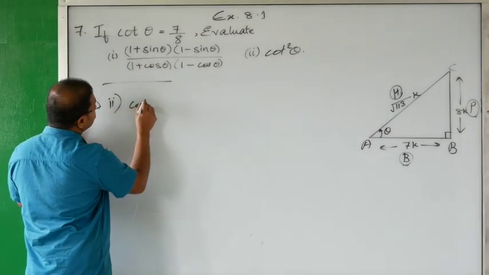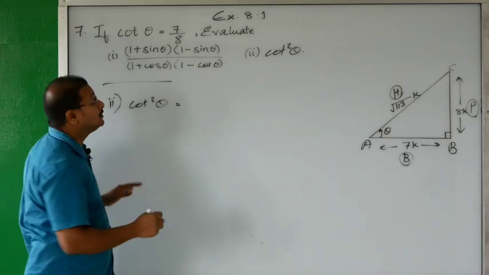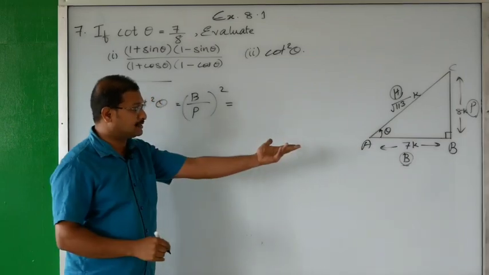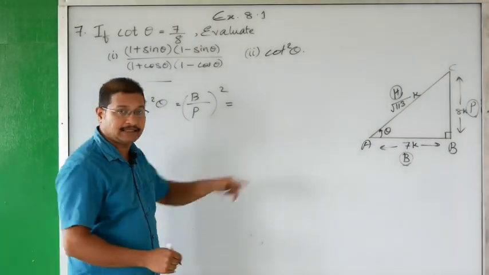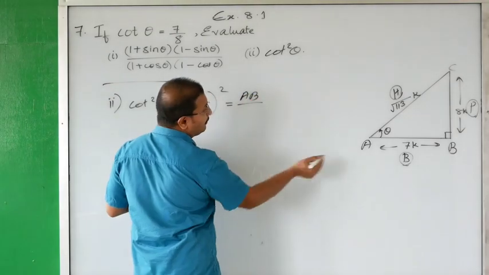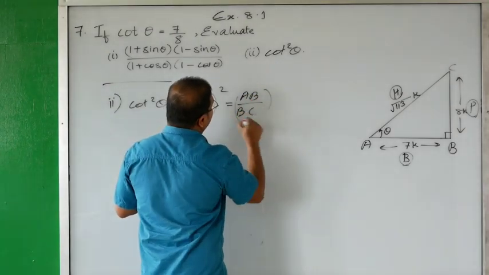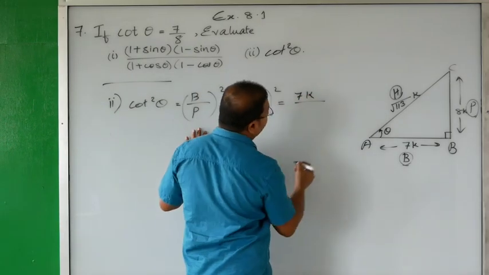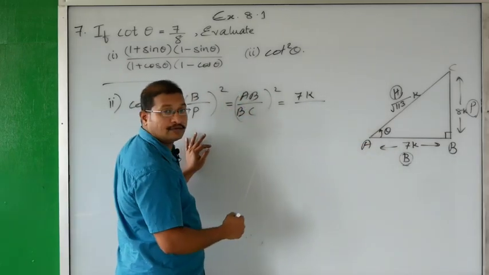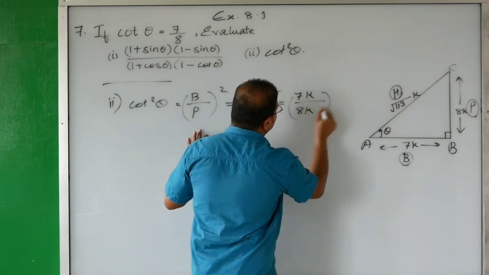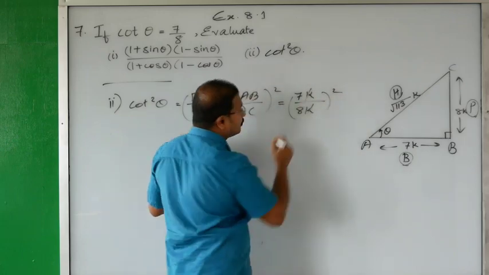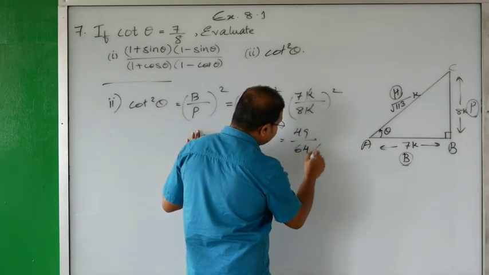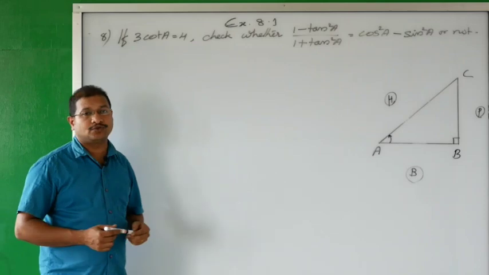Second part. Cot square theta equals. Cot means what? Yes, base by perpendicular, the whole square. What is the value of base? AB. So AB by perpendicular BC, the whole square, equals the value of AB, 7K, divided by perpendicular BC, 8K, the whole square. K and K will cancel, we got it. Square of 7, 49. Square of 8, 64.